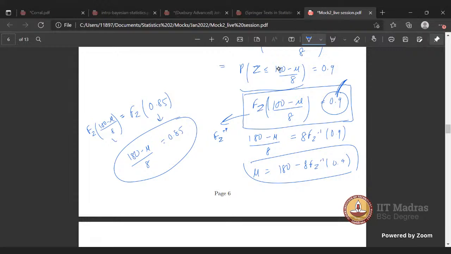Finally, when we get mu, do we need to multiply it by 2, or just leave it as it is? Why do you want to multiply by 2? Because the area value we get is for only half of the normal distribution curve. No, no. Why is that? Okay. Thank you.